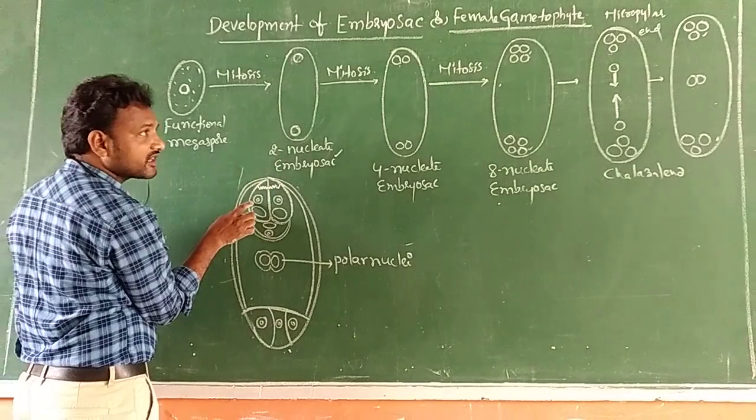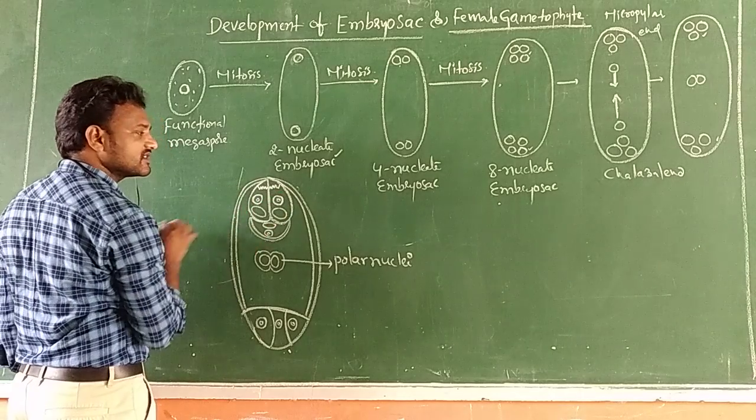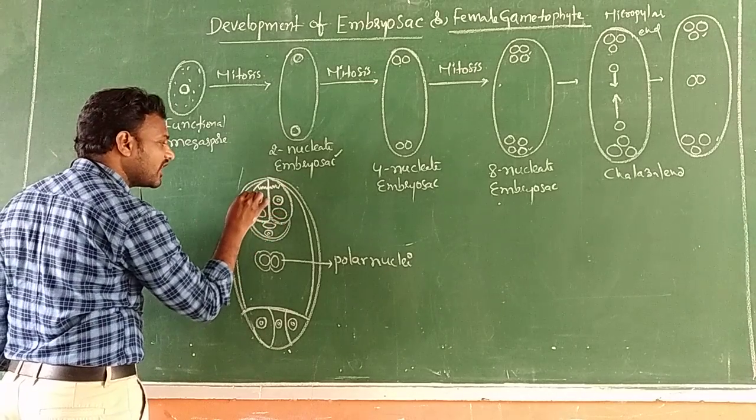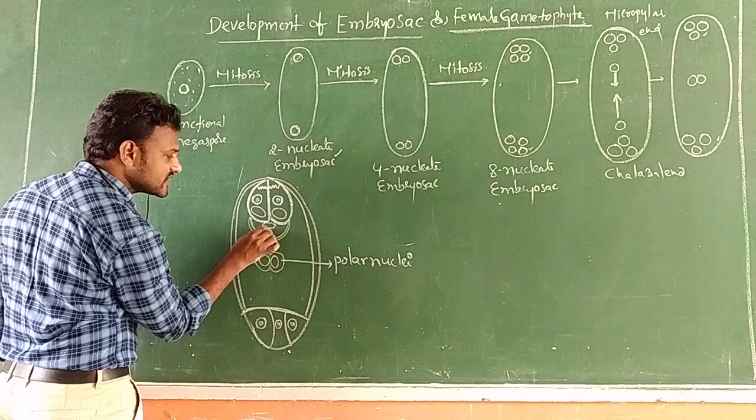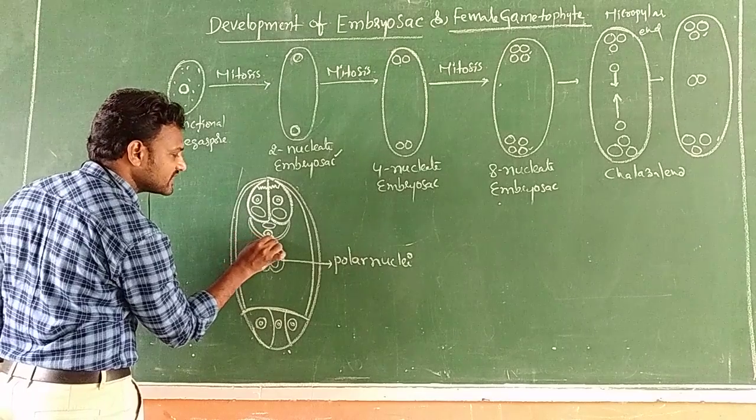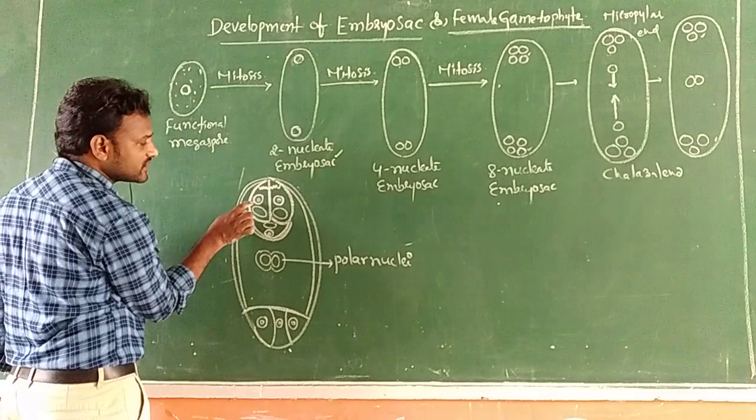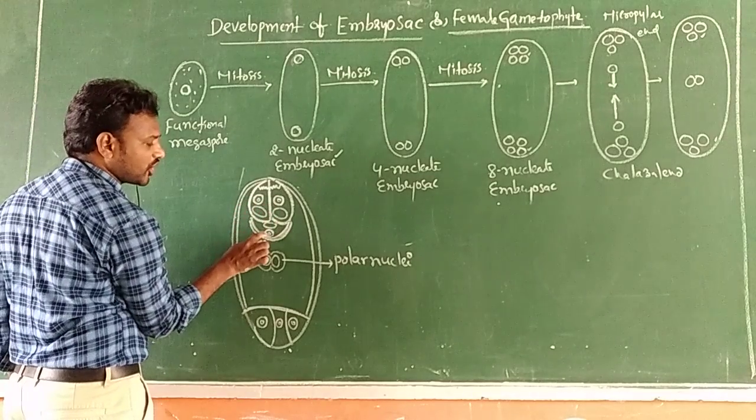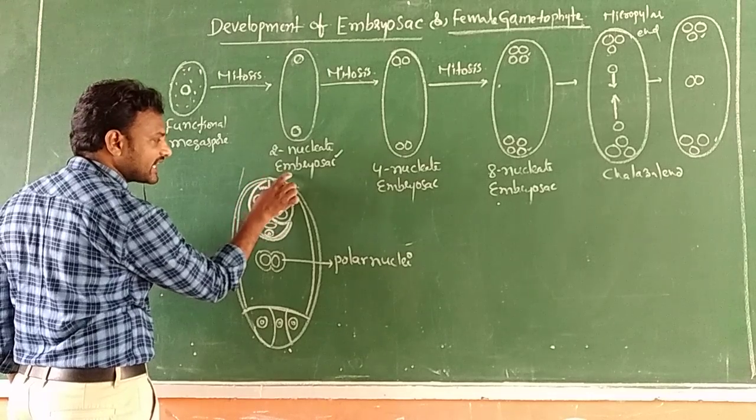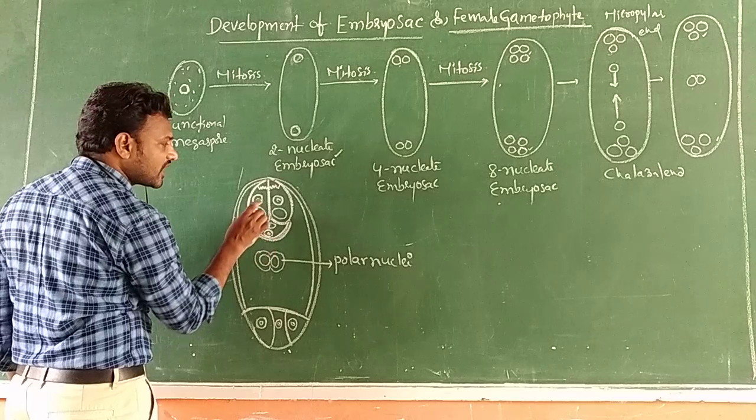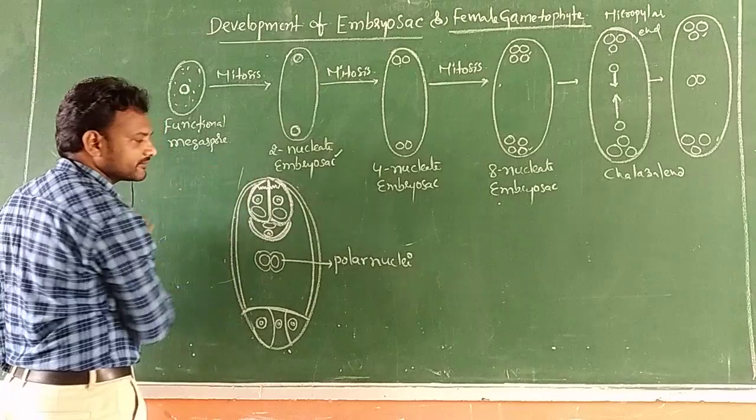Those 3 nuclei are covered by the cell wall. This is the nucleus, covered by the cell wall. And another nucleus, this is a cell, also covered by the cell wall. So upper side 3 nuclei are covered by the cell wall. This is 1 nucleus, second nucleus, third nucleus. Upper side 3 is the micropylar end. 3 nuclei are covered by the cell wall.